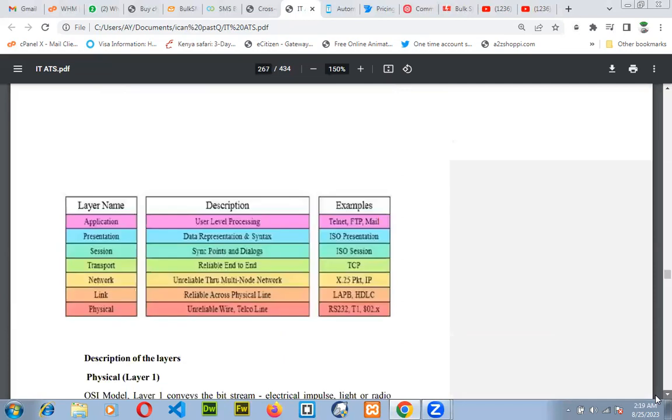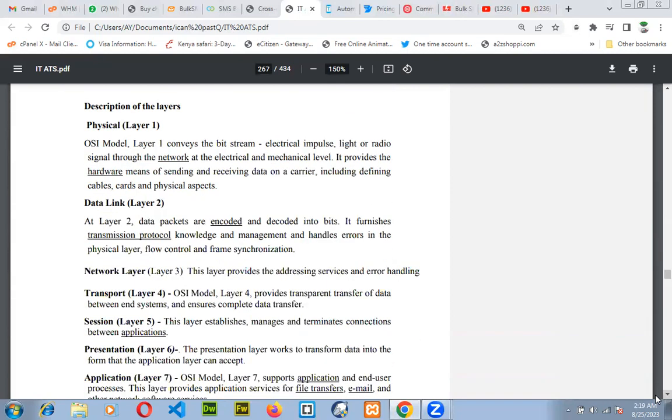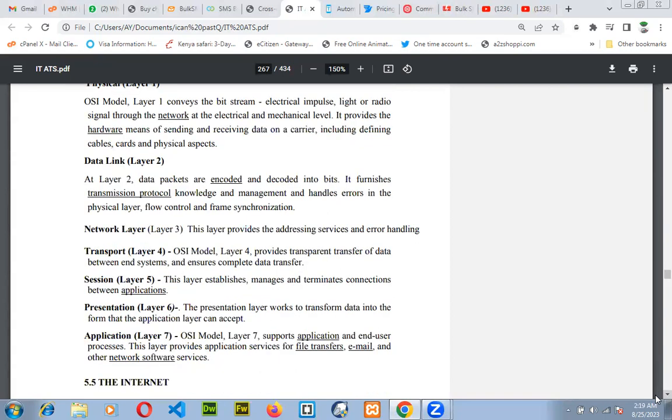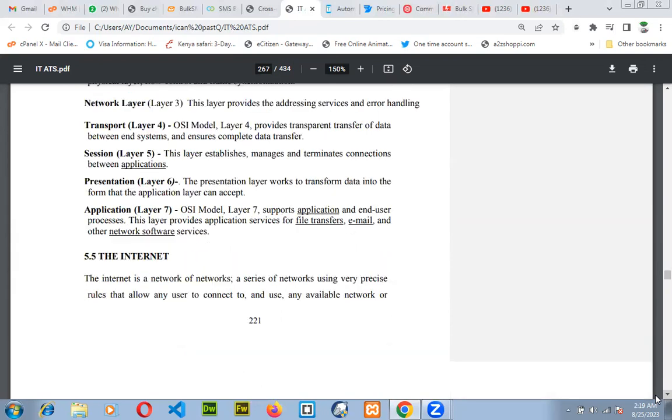So layer one is called the physical layer. Layer two, data link. Layer three, network layer. Layer four, transport. Layer five, session. Layer six, presentation. Layer seven, application. So you can go through what each of these layers mean. Because of our time, I won't delve deep into them.